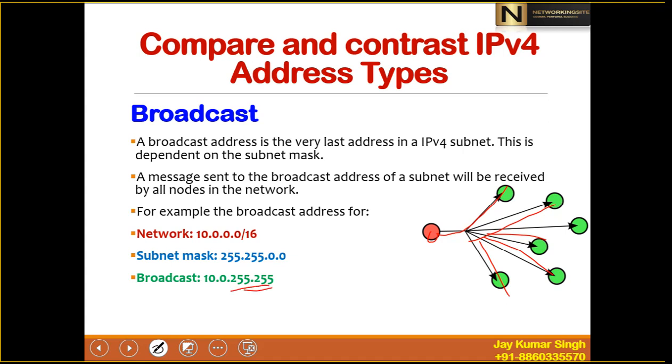A broadcast address you can get from any network, from any class A, B, C. But a multicast address you can get only from class D. You cannot assign a broadcast address to a system, because it is reserved by default for that specific network broadcast communication.